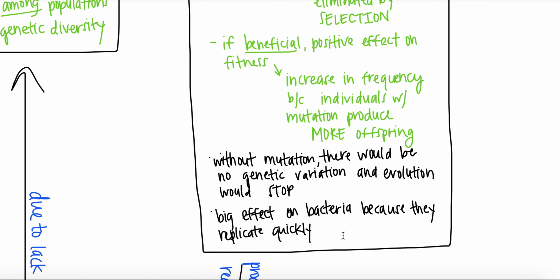reproduce not that many times in our life. So if a human develops a beneficial mutation, then it'll take longer for them to pass it to others because humans don't reproduce as frequently as bacteria do.